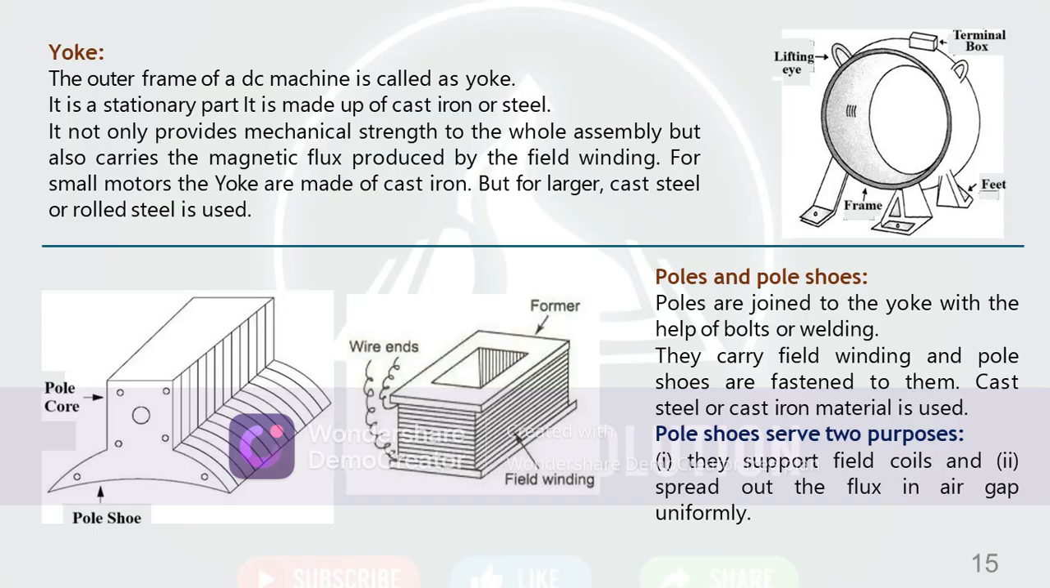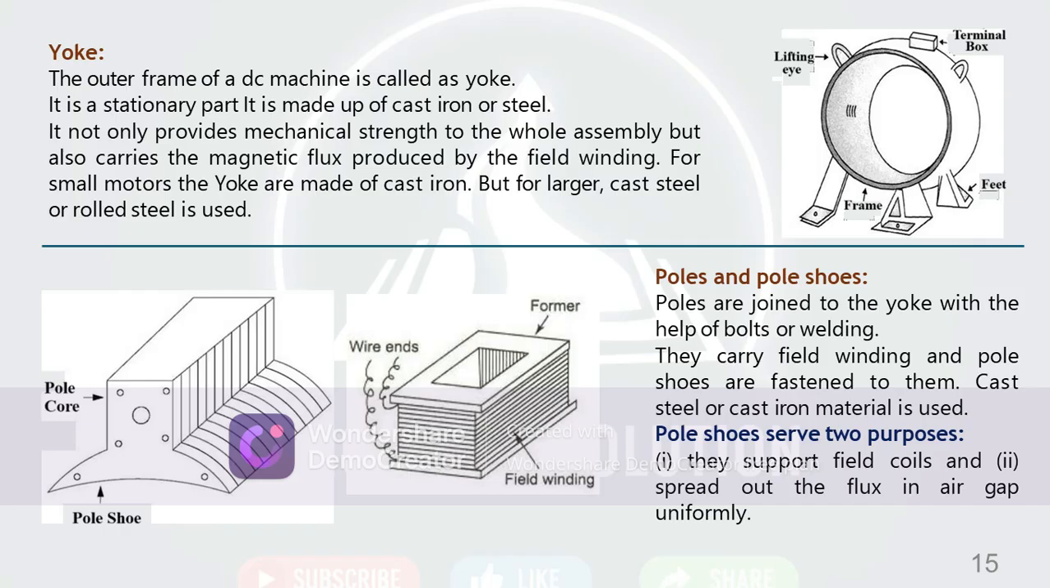The yoke is the outer frame of the DC machine. It is a stationary part made of cast iron or steel. It not only provides mechanical strength to the whole assembly but also carries the magnetic field produced by the field winding. For small motors the yoke is made of cast iron, but for large ones cast steel or rolled steel is used.